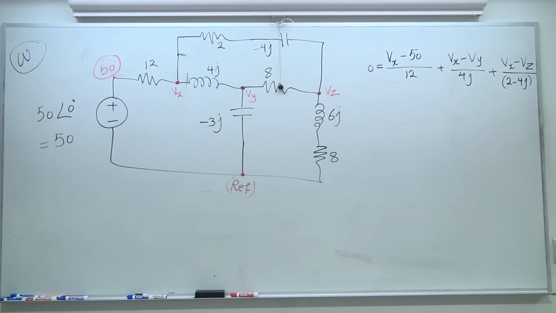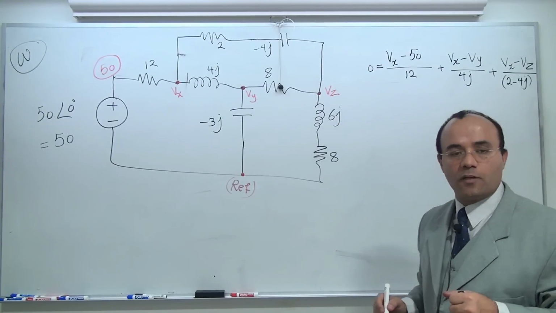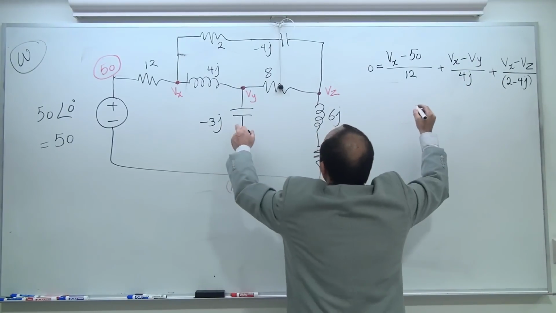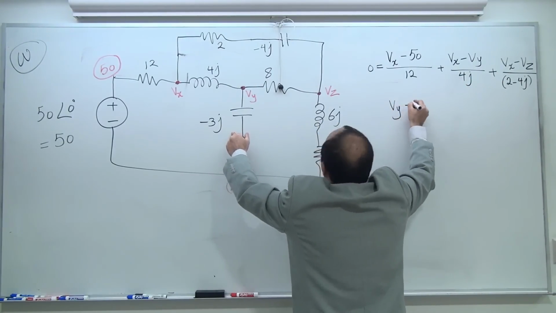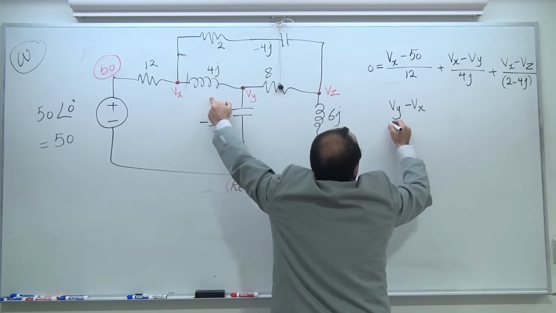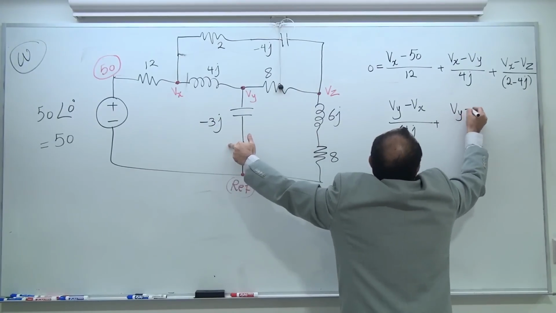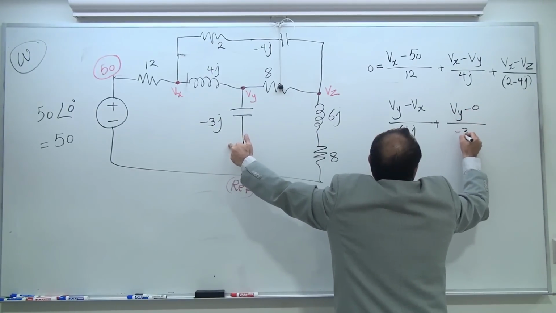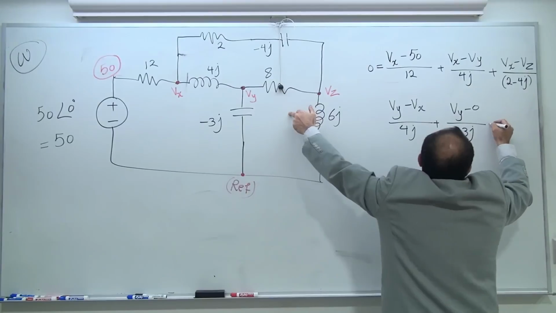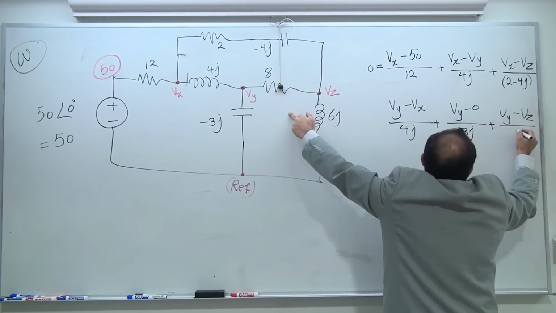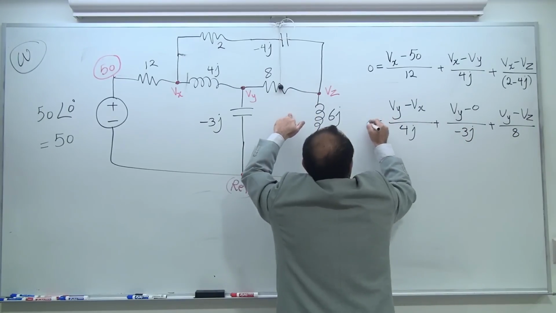Let's take a look at node Vy. At Vy, we are assuming that Vy is the biggest voltage for the sake of writing the equation. (Vy - Vx)/4j, (Vy - 0)/(-3j), (Vy - Vz)/8 is equal to 0.